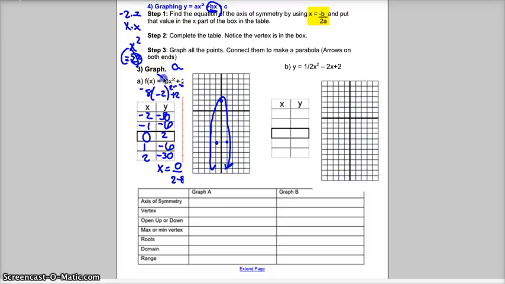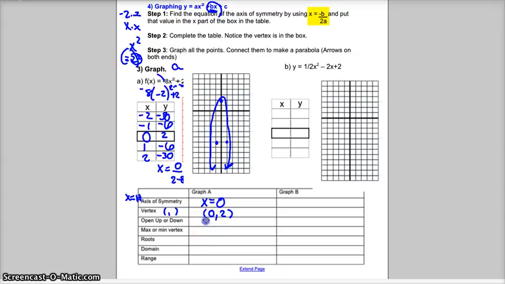The negative means that it's opening downward. The 8 means that it's a large number, which means that it's very skinny. So the axis of symmetry we calculated at x equals 0. Axis of symmetry will always be x equals a number. The vertex is the ordered pair, and we calculated our vertex at 0, 2.